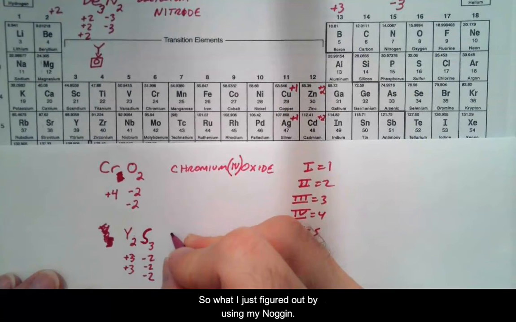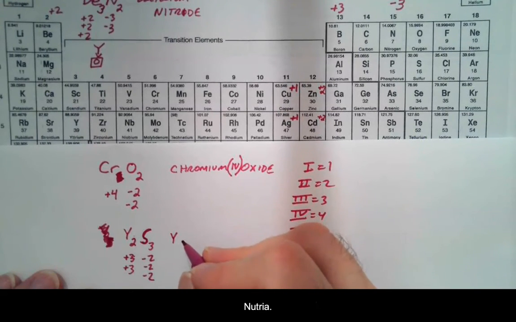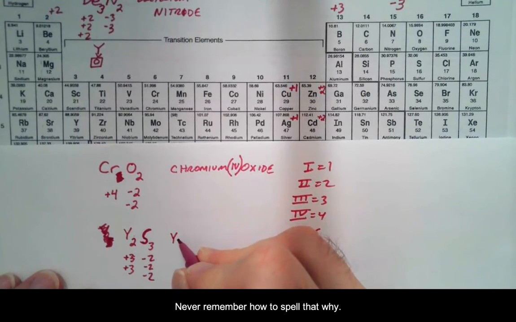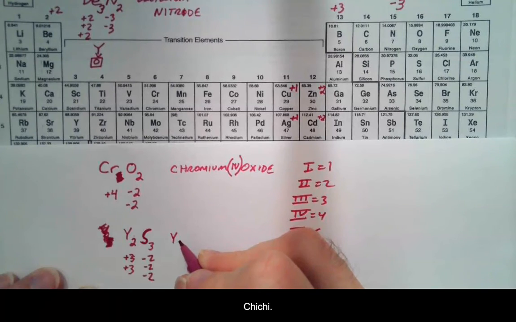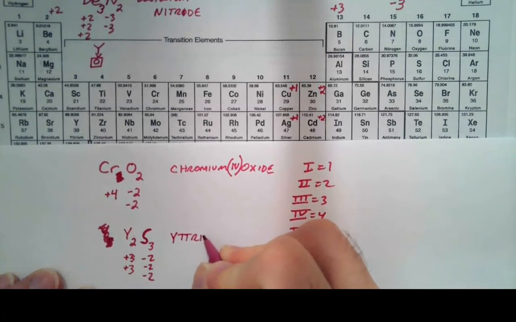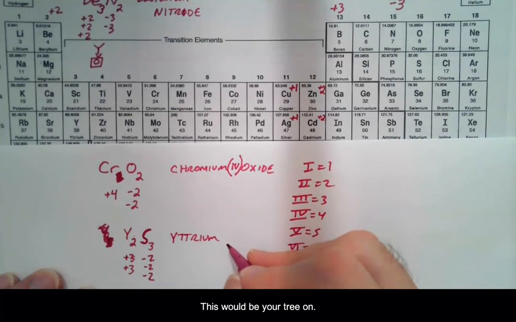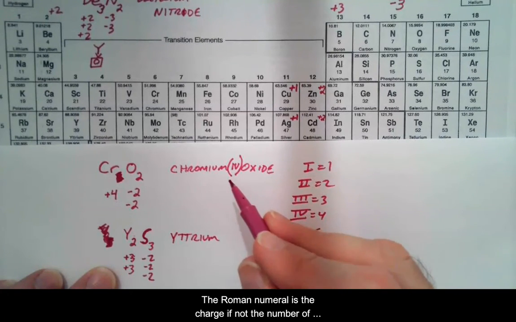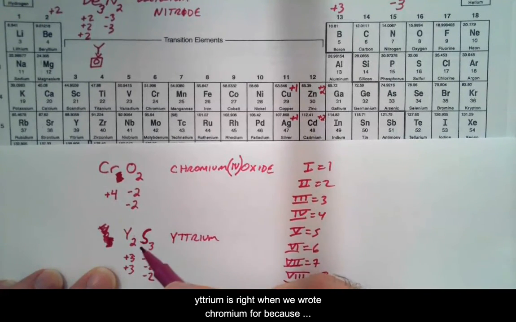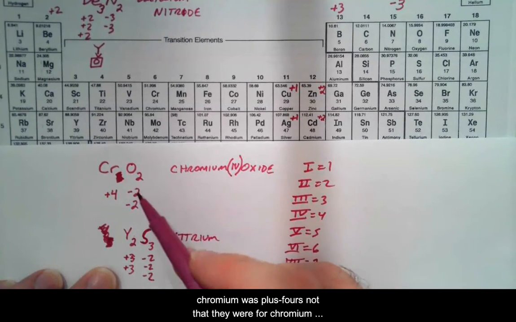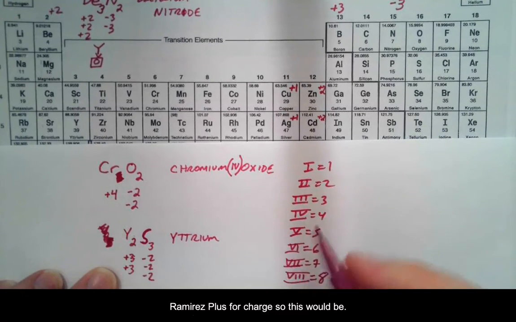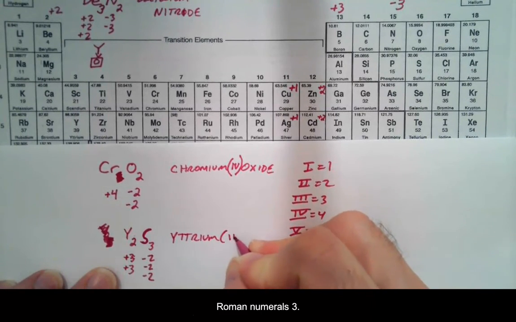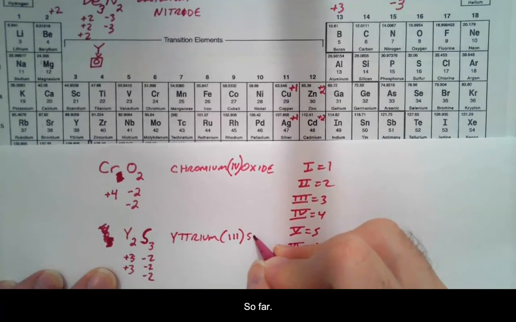So what I've just figured out by using my noggin is that yttrium, and I can never remember how to spell that, Y-T-T-R-I-U-M. This would be yttrium, and let's be careful. The Roman numeral is the charge, it's not the number of yttriums, right? Remember we wrote chromium IV because chromium was +4. It's not that there were 4 chromiums. Chromium has a +4 charge. So this would be yttrium, Roman numeral 3, sulfide.